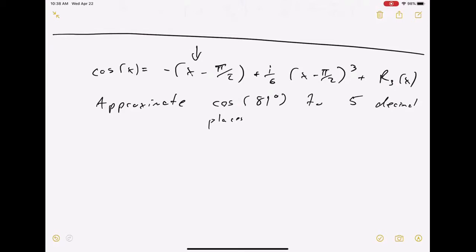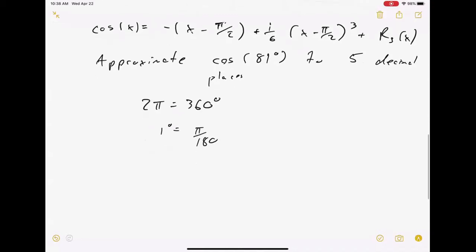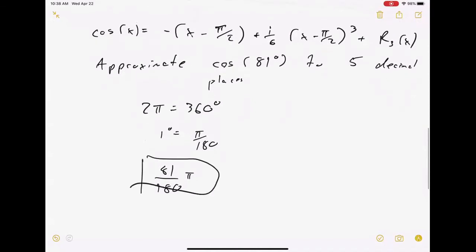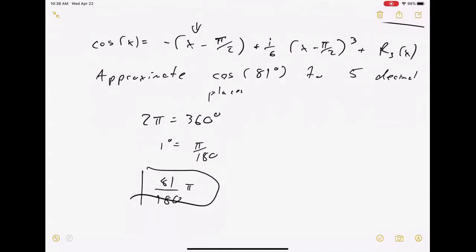So let's see, how can we do that? We can figure that out real quick. 2 pi equals 360 degrees. So one degree equals pi over 180. So 81 degrees should be 81 over 180 pi. Okay. Now, this is my measure in radians. Now, to get my approximation, I just plug this value into my Taylor polynomial.